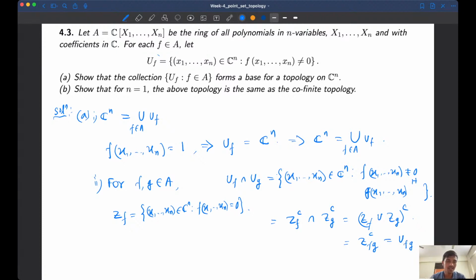So for any f, g from A, if I consider UF intersection UG, that is exactly UFG. So the intersection itself is an element of this set. So it clearly forms a basis, because you need to show that if I pick any element from here, it should lie in some element of this form totally contained in UF intersection UG, but the intersection itself is of that form, so it forms a basis.